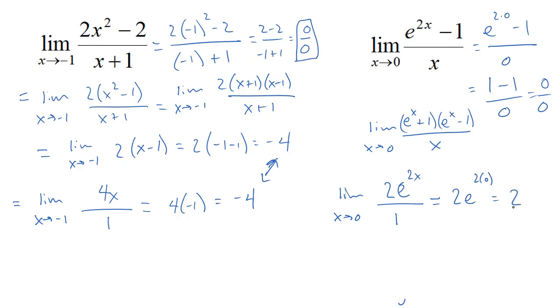What I'd like for you to do is enter in the equation y is equal to e to the 2x minus 1 divided by x on a graphing calculator, and take a look at the picture and see what all the y values approach as you approach 0.